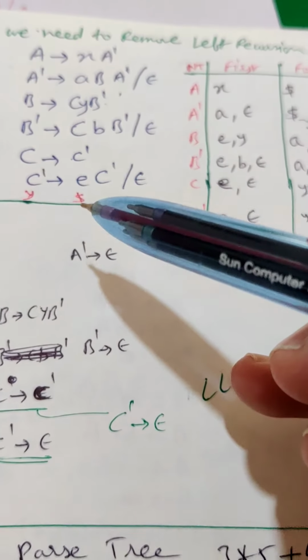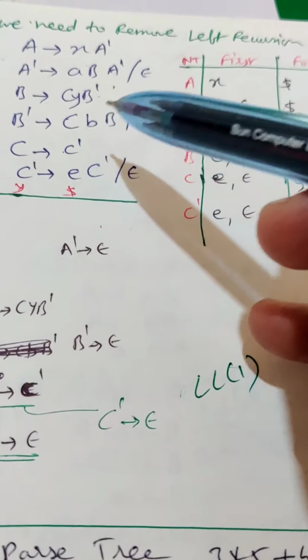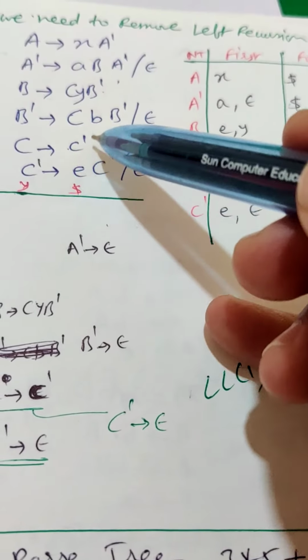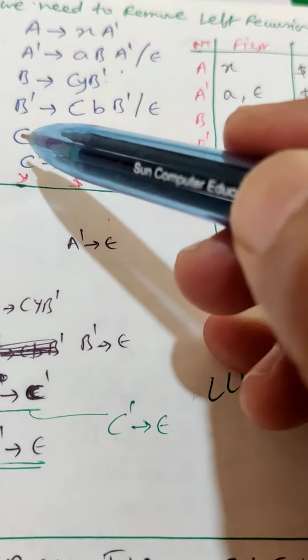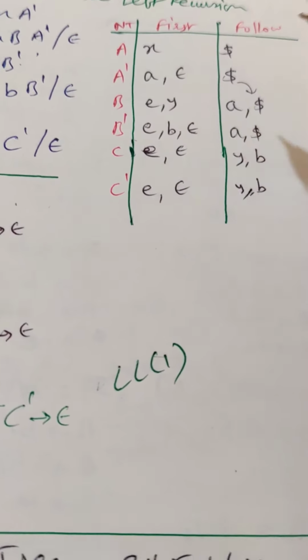Now follow of C. Follow of C is first of Y, follow of C is first of B. So you get here Y and B. Now C dash is the last non-terminal, so follow of C dash is follow of C, so we get here follow of C, Y and B. So we're done with the first and follow.